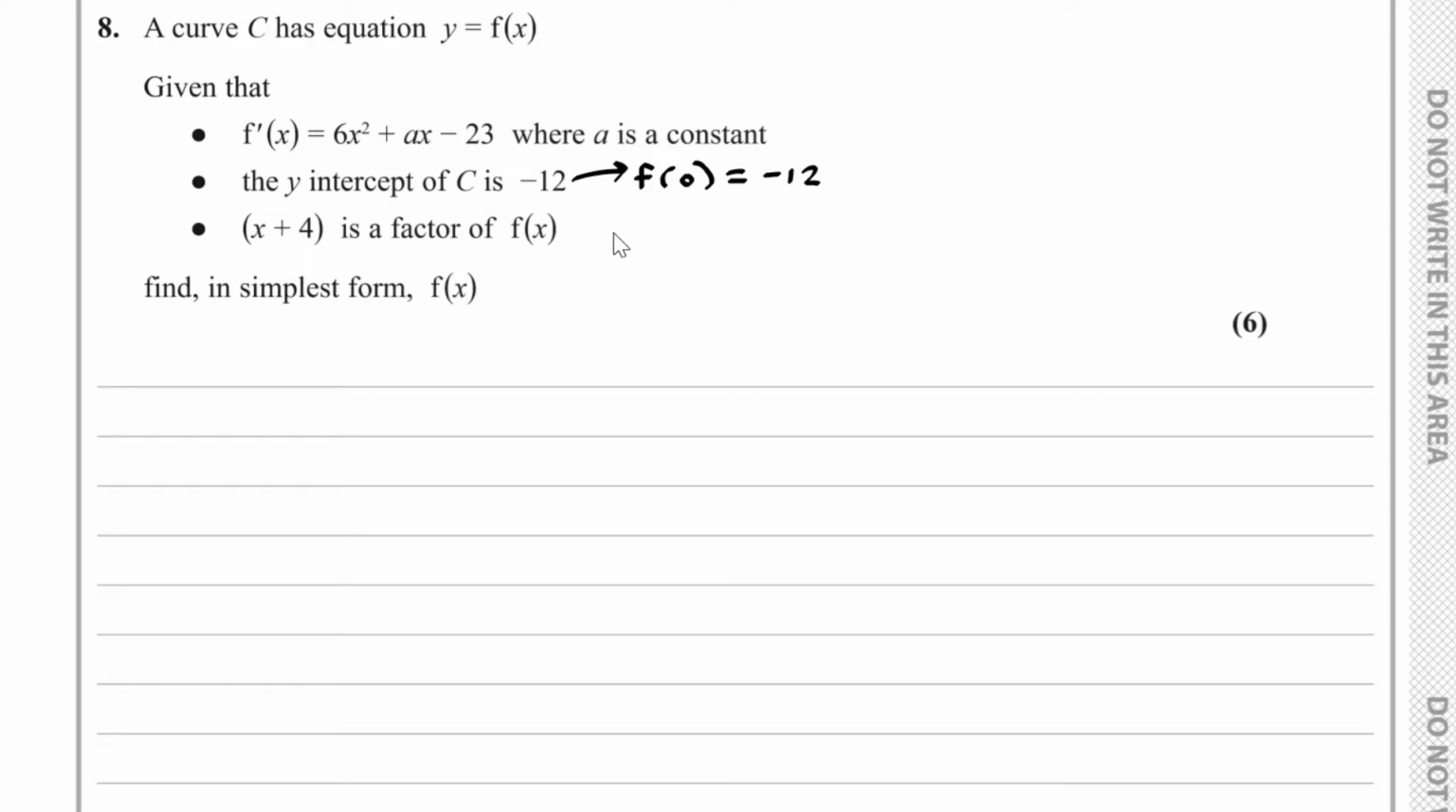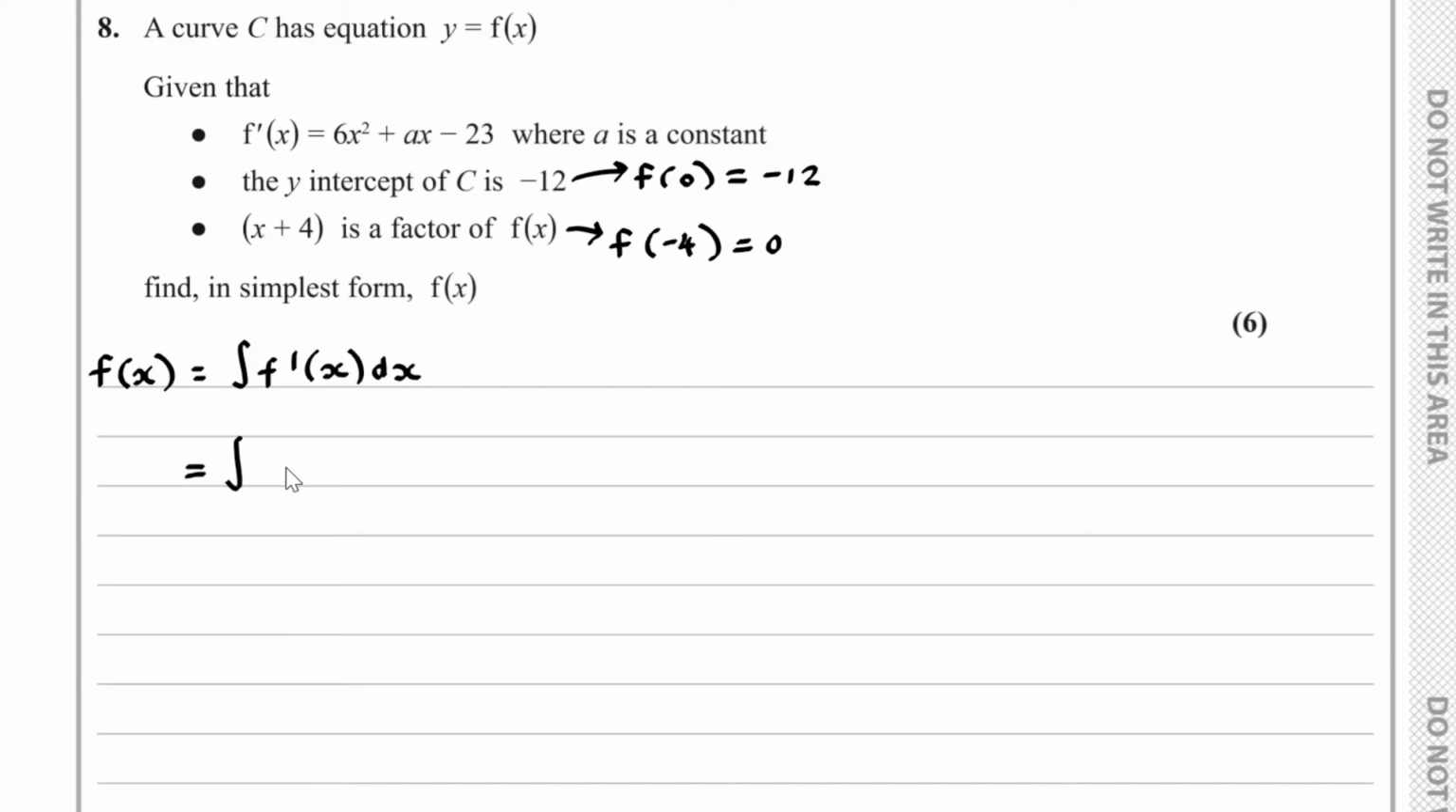And if x plus 4 is a factor of f of x, that suggests to us that f of minus 4 is equal to 0. That's using the factor theorem. Now, we can actually find out a general form of f of x. And we can do that by recognizing that f of x is equal to the integral of f dash of x with respect to x.